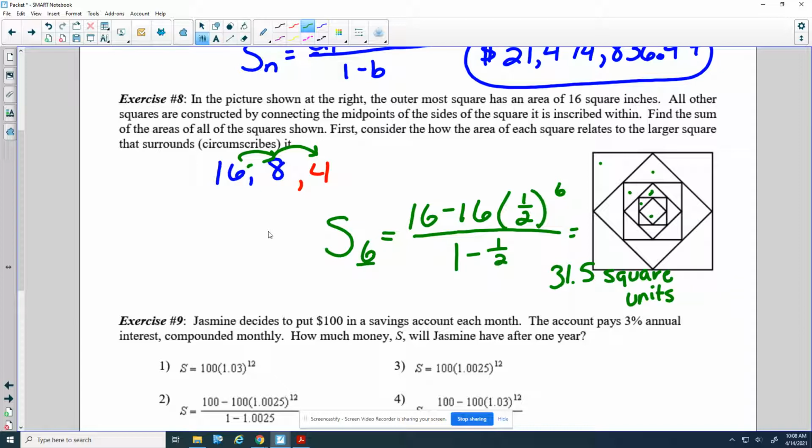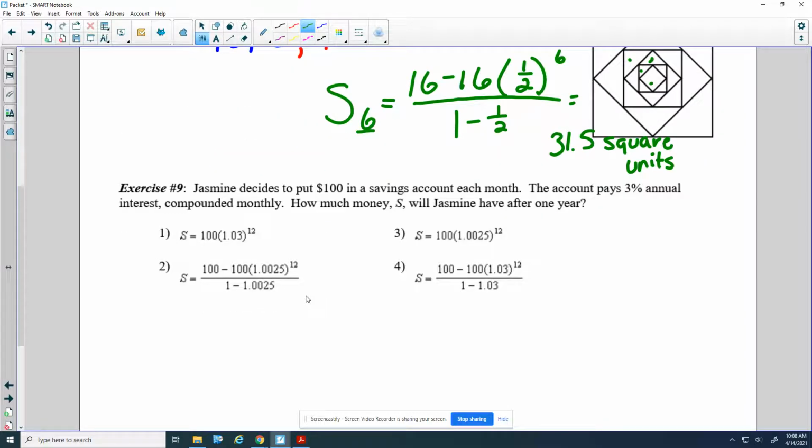So our last application: if we were doing the normal year, we'd have a whole lesson where you get a bunch of crazy formulas that are really some form of the series formula, and they calculate mortgage payments and loan payments and how much money you would spend on different things when there's some sort of interest going on. So we wanted to show you one of the formulas to calculate interest, just so you've seen it. This says Jasmine decides to put $100 in a savings account each month. The account pays 3% annual interest compounded monthly. How much money S will Jasmine have after 1 year?